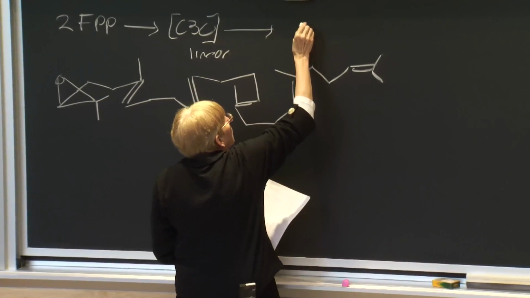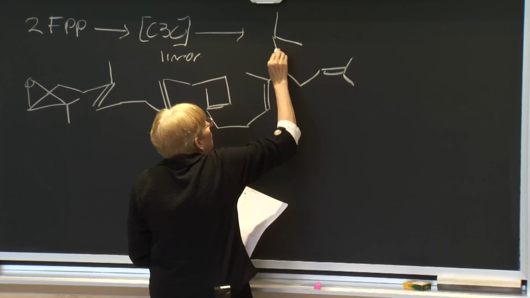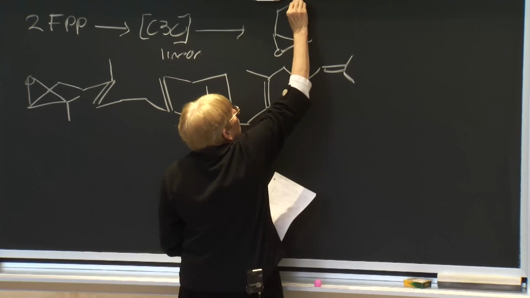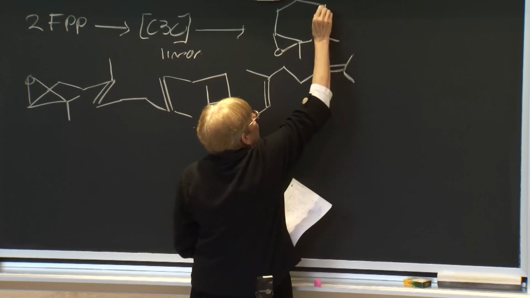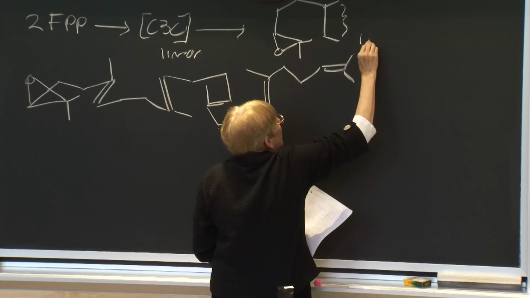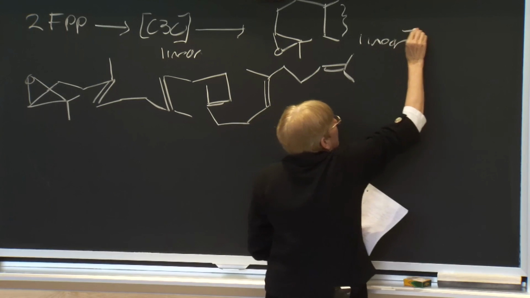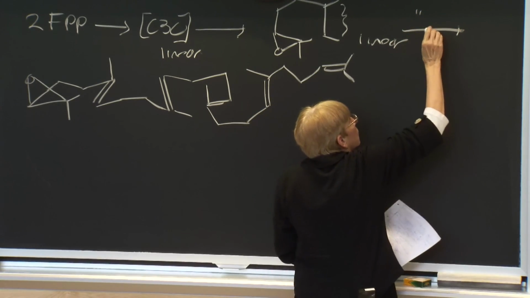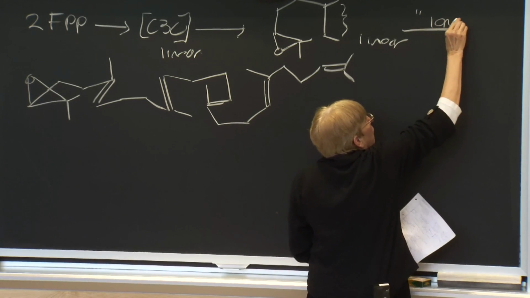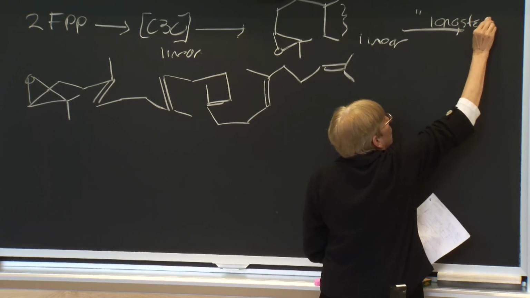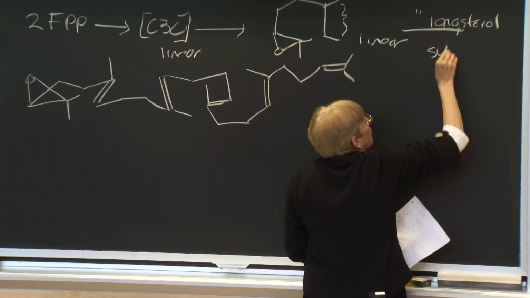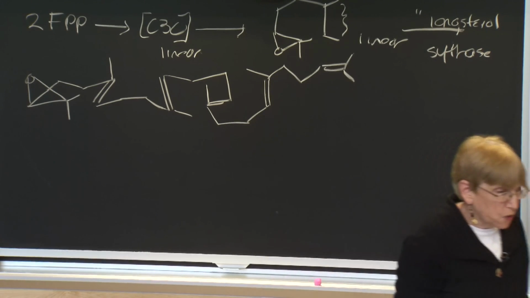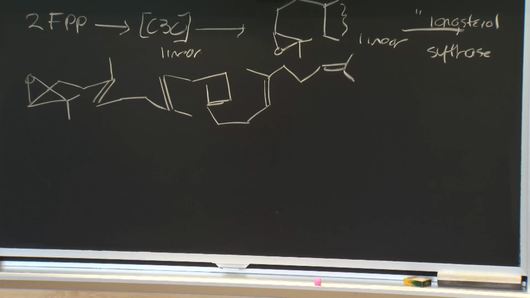And then the question is how you get to a linear epoxide. I'm not going to draw the whole structure out, but we're still linear. And then the next step is the step I want to talk about. This is lanosterol synthase. So that's where we're going in the next few minutes to get to our final product.